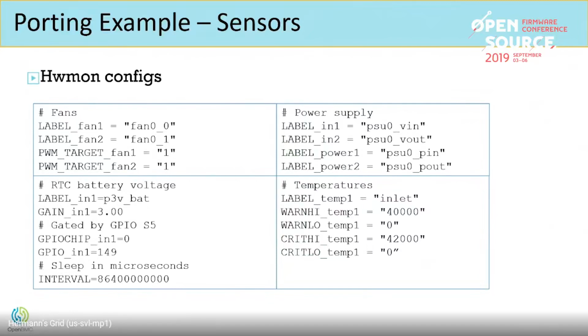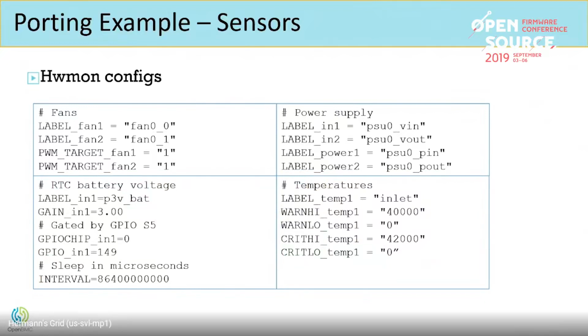The next example is power supply. So you just need to define the label in 1.2 or power 1.2 with the names. That hardware monitor service will create the D-Bus objects for you to present the power supply current and the voltage on the power. And we have the RTC battery voltage.